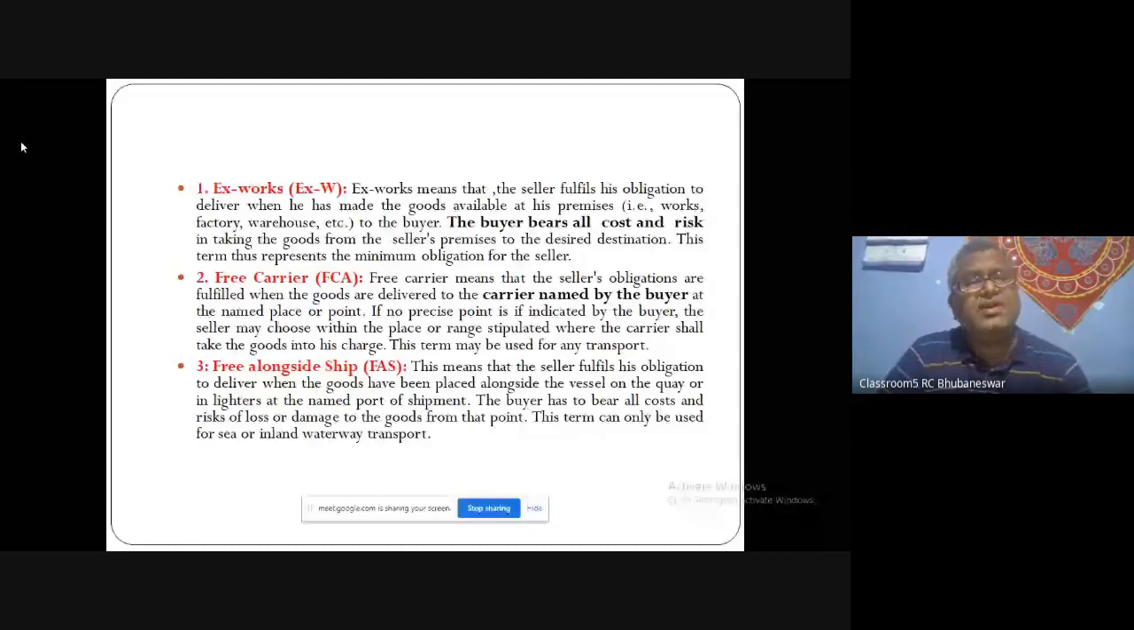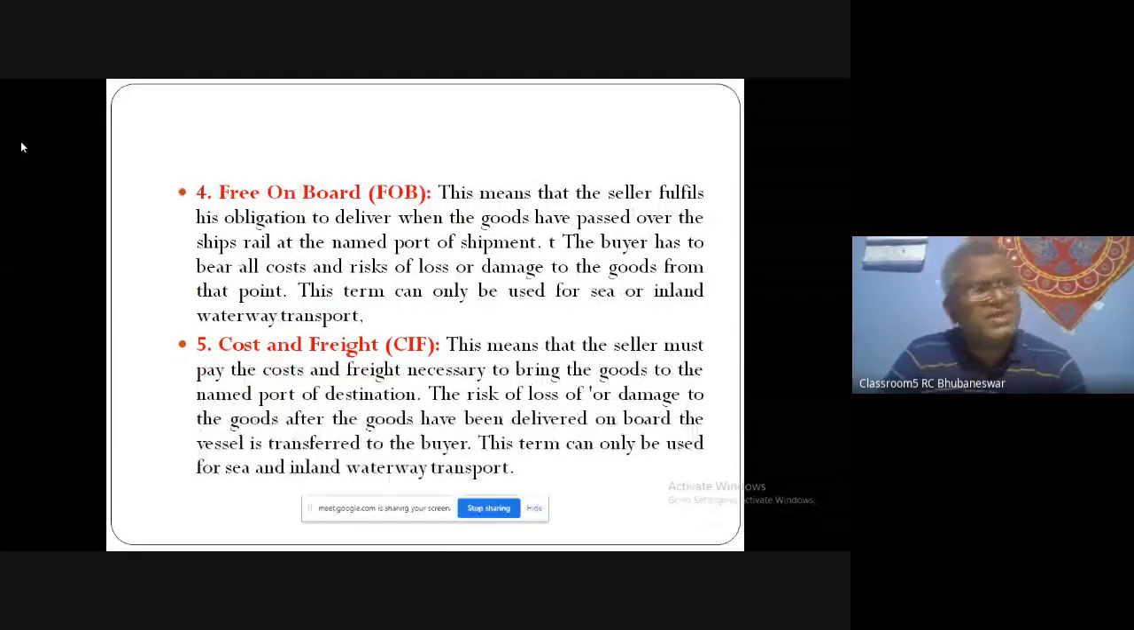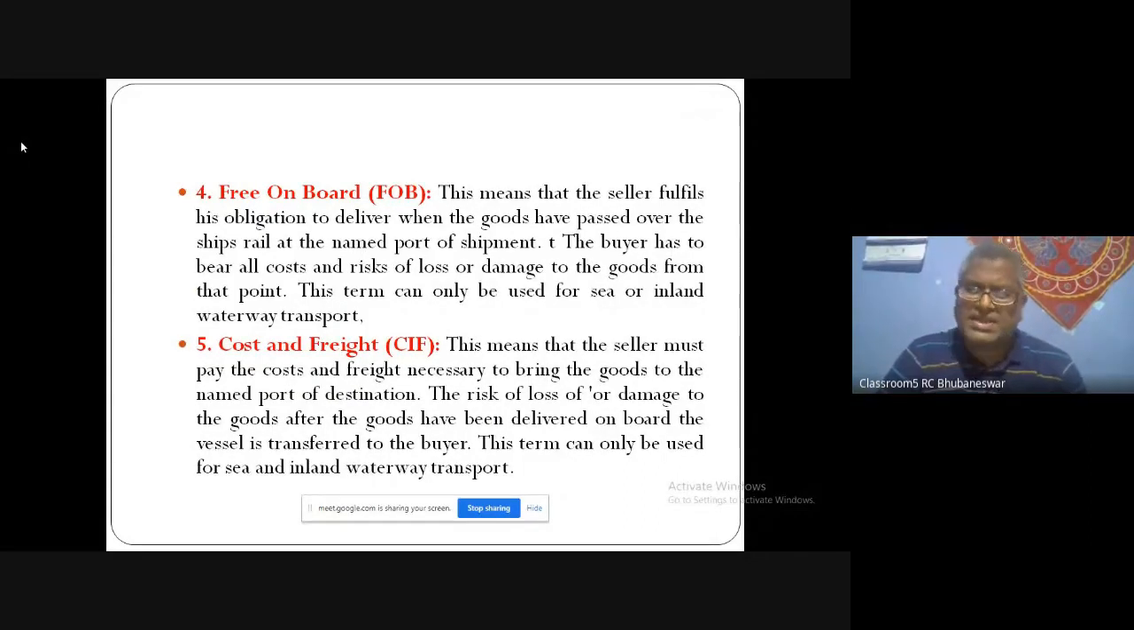And the next one is Free on Board. Everybody knows Free on Board. Free on Board means the seller fulfills his obligation by sending the goods through ship, rail or any type of transport, and the buyer has to bear all the costs and any loss that arises. Board means here the time of delivering the goods, passing the goods through ship or any type of delivery transaction, after which the buyer bears all costs. That is called Free on Board.